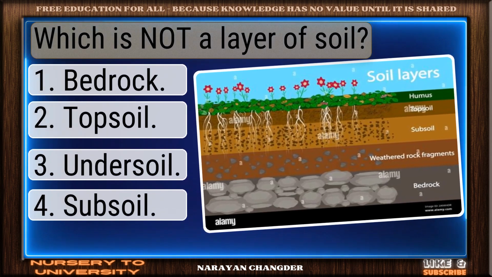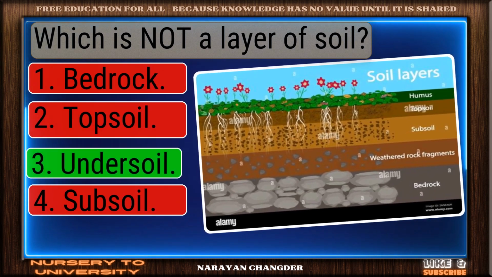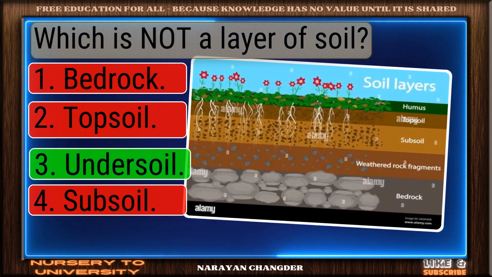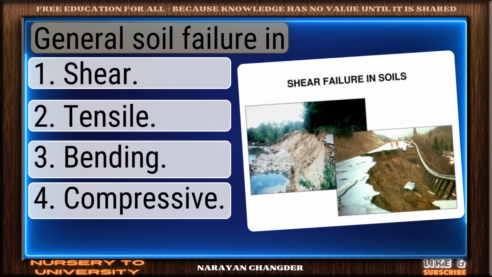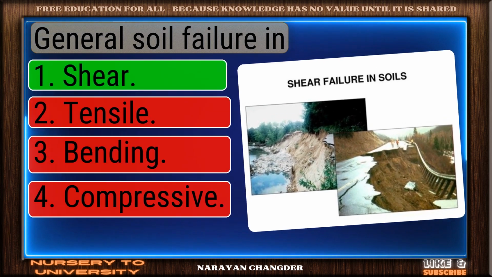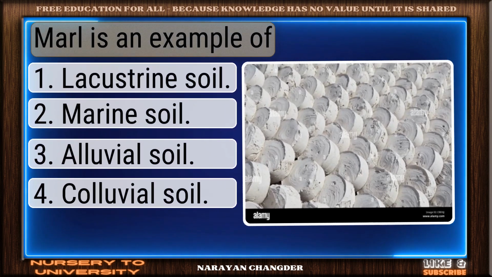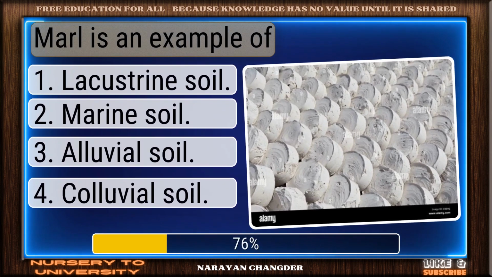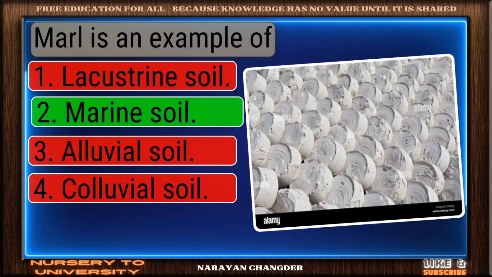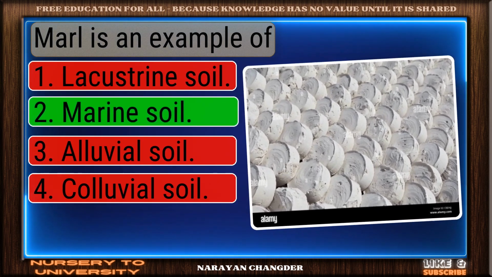Which is not a layer of soil? You chose undersoil, and it is correct. General soil failure in. Valid point. Shear is true. Mall is an example of. Exactly. Marine soil makes sense and it is right choice.